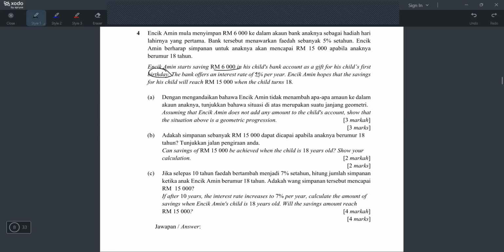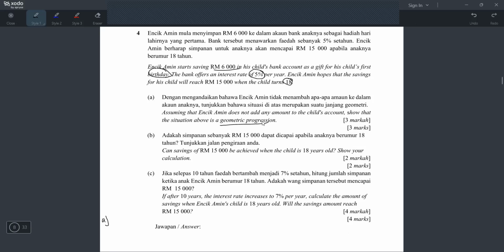And then the bank offers an interest rate of 5% per year. And then it says Encik Amin hopes that the savings of his child will reach 15,000 when the child turns 18 years old. Question A: assuming that Encik Amin does not add any amount to the child's account, show that the situation above is a geometric progression. How do we show that it's a geometric progression?